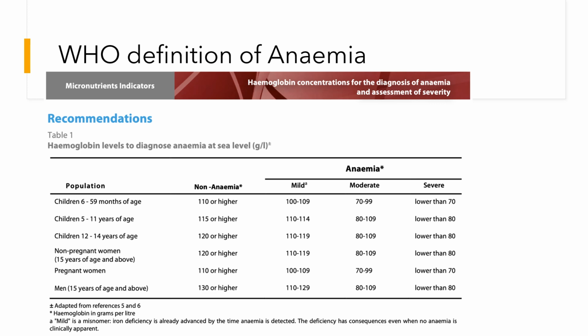In male patients, if it is between 11 and 13, it is taken as mild, 8 to 11 as moderate, and less than 8 as severe anemia. In non-pregnant women, 10 to 11 is mild, 8 to 10 is moderate, and less than 8 is severe anemia. In pregnant patients, severe anemia is taken as hemoglobin less than 7, moderate as 7 to 10, and 10 to 11 as mild anemia.